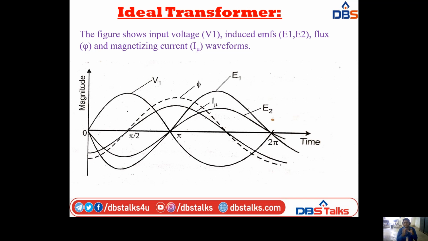Here the time period is between 0 to 2 pi. The positive half cycle is from 0 to pi and the negative half cycle is from pi to 2 pi. The complete cycle is between 0 to 2 pi time period. So these are the waveforms we are showing.